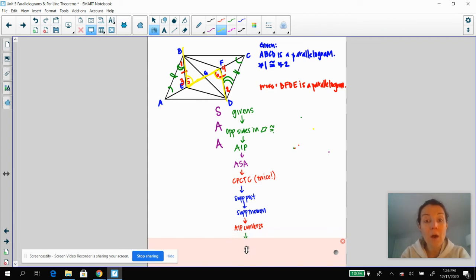So now we know that it is a parallelogram because we have one pair of opposite sides that are both parallel and congruent. Woo! That's a good one, and it's an exciting one. I love it. I'm also a geometry teacher.